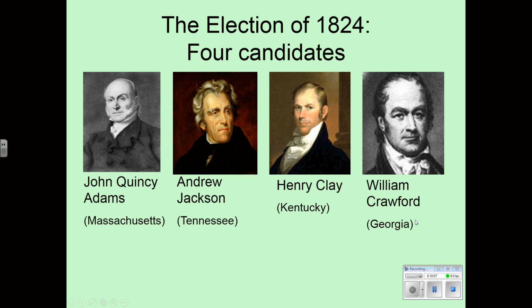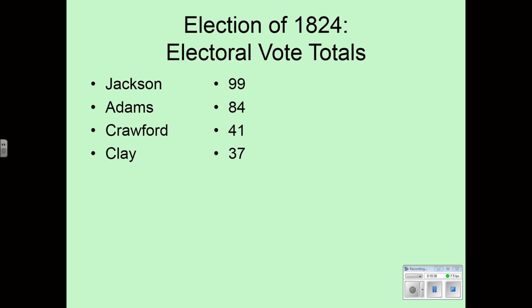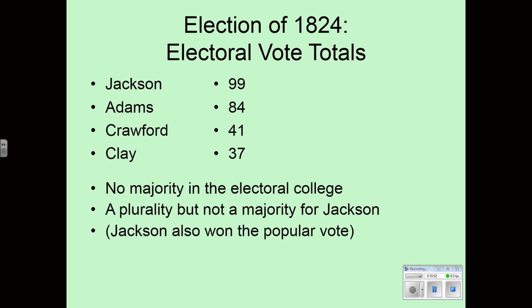Now, in 1824, there were four candidates. Adams, a National Republican, and Clay were running. Crawford of Georgia and Jackson of Tennessee, but they weren't clearly part of an organized political party. They were running as individuals, but their philosophies were very different. Now, the electoral votes gave Jackson what's called a plurality, but not a majority. That means he had more than any other candidate, but he didn't have more than half. So there's no majority in the Electoral College. Now, Jackson also won the popular vote. This was the first election when large numbers of people actually went to the polls and voted for a presidential candidate. And Jackson was the clear winner there.